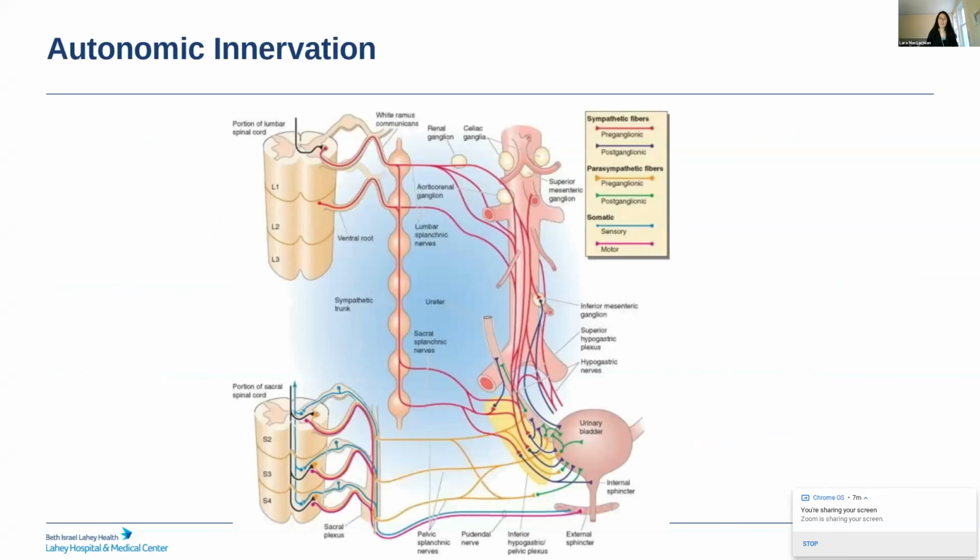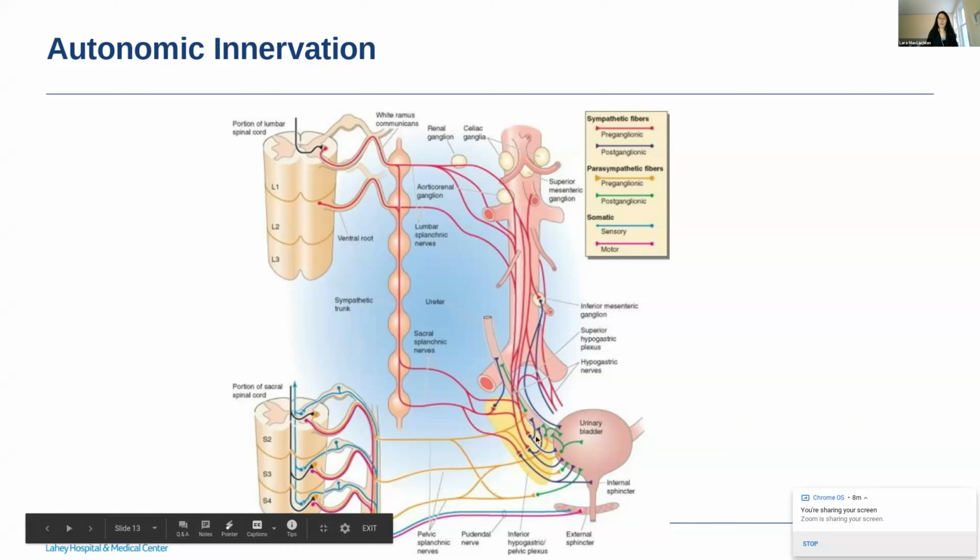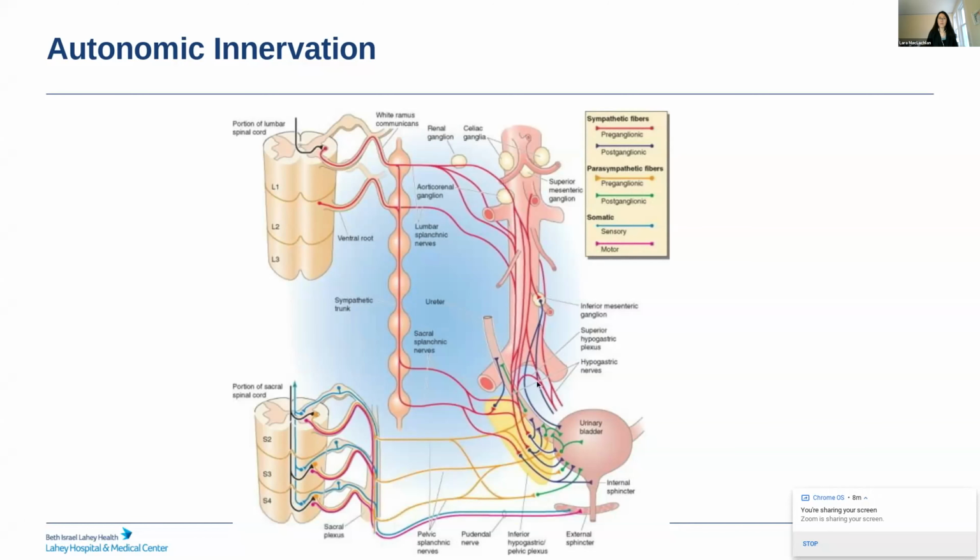So in this image here, it looks like the red lines are the preganglionic sympathetic fibers running through the sympathetic chain, running down. This right here is the inferior mesenteric ganglion, which is one target, and then the pelvic plexus is another target. And then the blue fibers here are representing the postganglionic sympathetic fibers targeting the bladder and the bladder base.